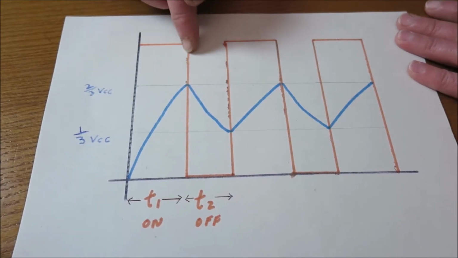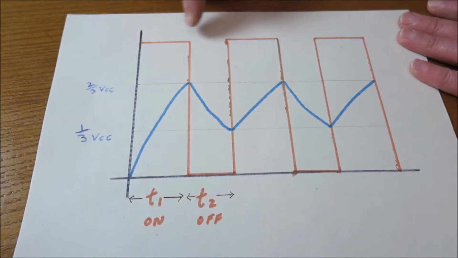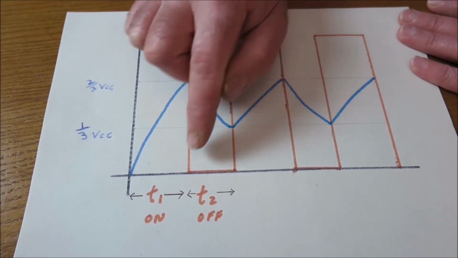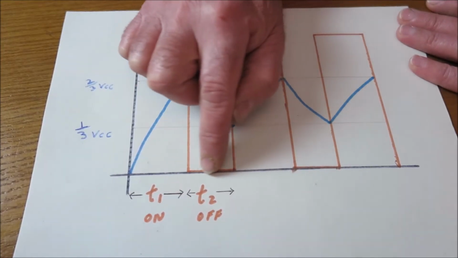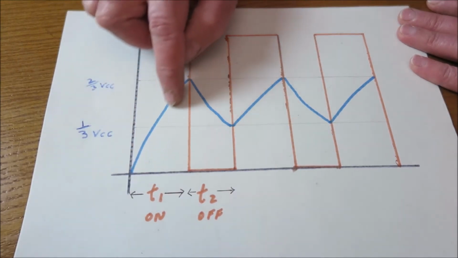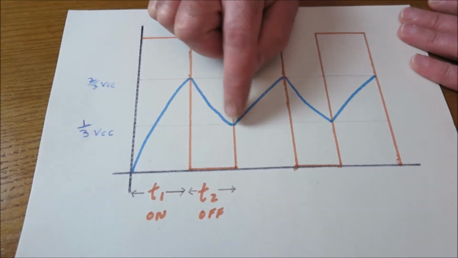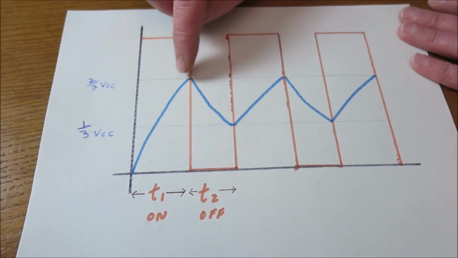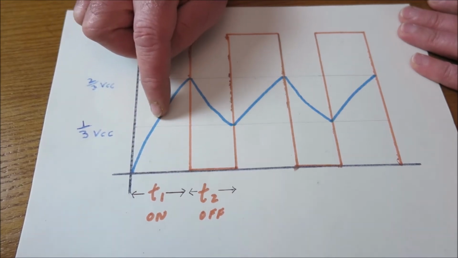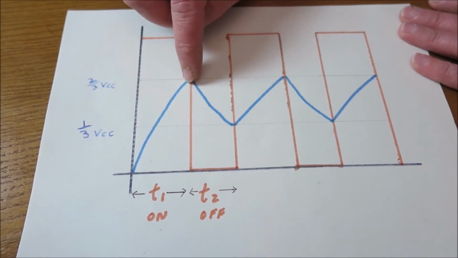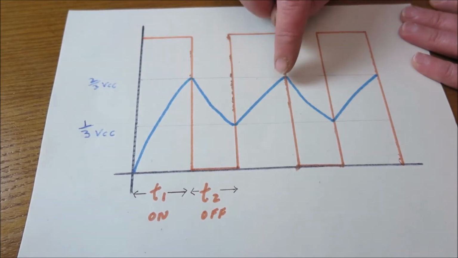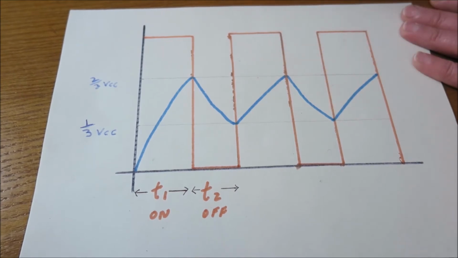Here are your pulses, the square wave, with T1 being the part where it's on, and T2 being the part where it's off. And then you can see your capacitor voltage here. Your capacitor voltage is switching at 1/3 VCC and 2/3 VCC. It charges up, VCC being the supply voltage, and at 2/3 it discharges, and that continues through, and that is responsible for the frequency that our LED is going to flash at.